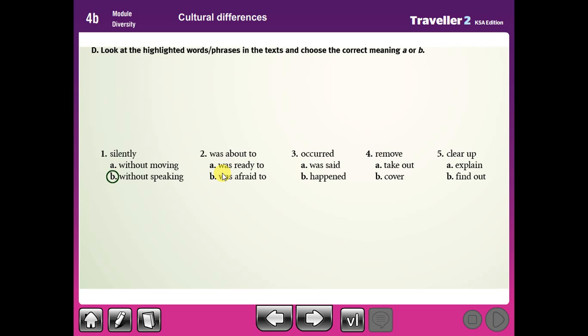Was about to: was ready to, or was afraid to. 3, occurred: was said or happened. Was said or happened. Remove: take out, cover. Take out. 5, clear up: explain, find out. Explain.